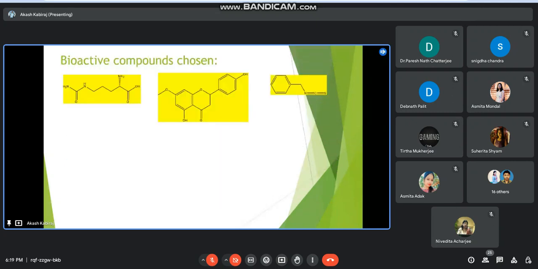I have chosen the bioactive compounds. We were given the task to choose some compounds. So I have basically chosen citrulline, Sakuranetin, and Benzylisothiocyanate.